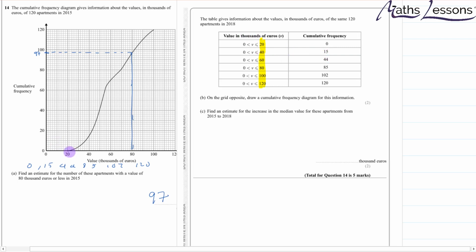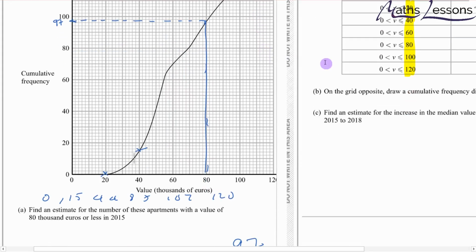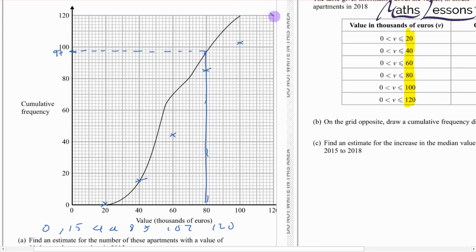So we go along and we plot the 0 at 20, and then at 40 we're going to plot 15, which is the same as here again. Let's just zoom in a bit more so we can see it more easily. Then we do 44 at 60, so 40, there's 50, so 44 is going to be here. And then we've got 85 at 80, so going all the way up to 85 here. And then 102 at 100, got that one there, and then 120 at 120.